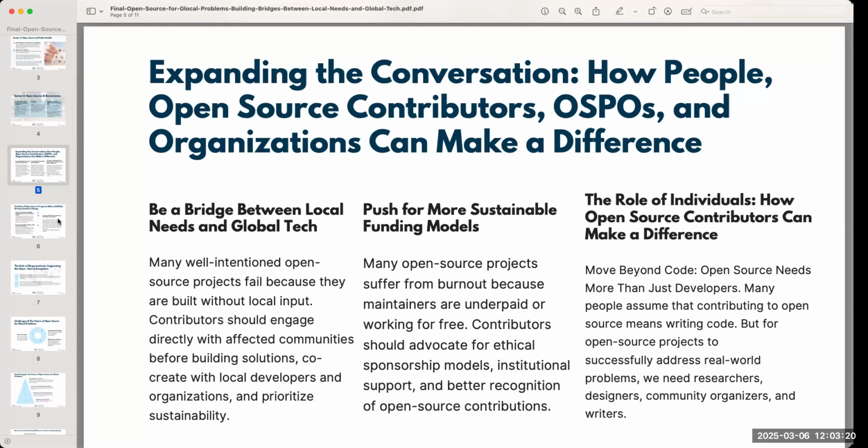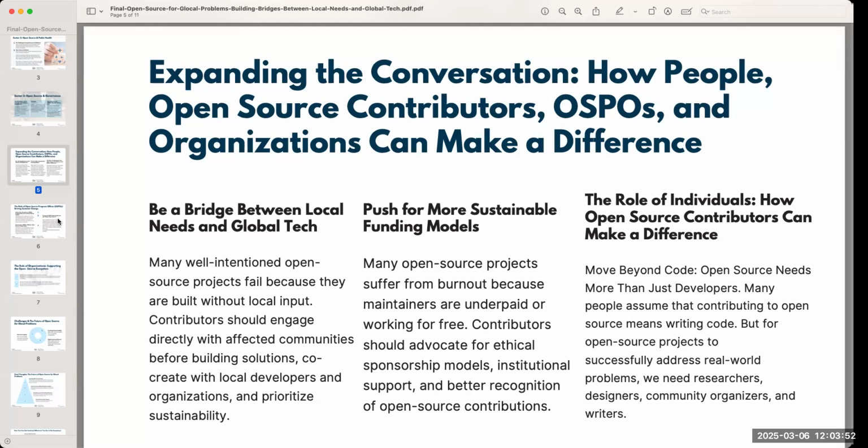And here, I would also say that many open source projects suffer from burnout because maintainers are mostly underpaid or working for free. So I believe that contributors can advocate for ethical sponsorship models. For example, Open Collective that we already have and GitHub Sponsors, institutional support from governments, NGOs, and universities, and better recognition, better adoption of open source contributions, even in personal professional spaces.